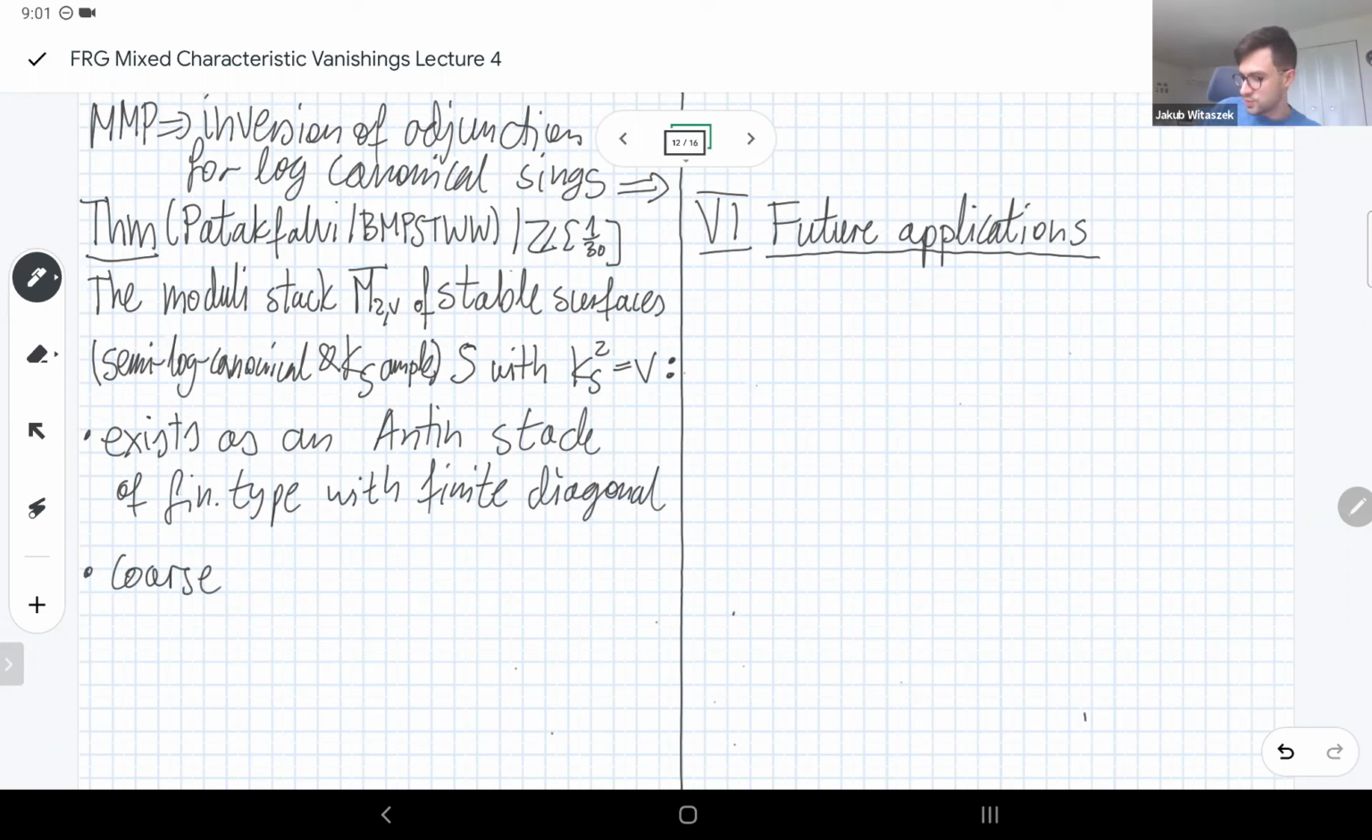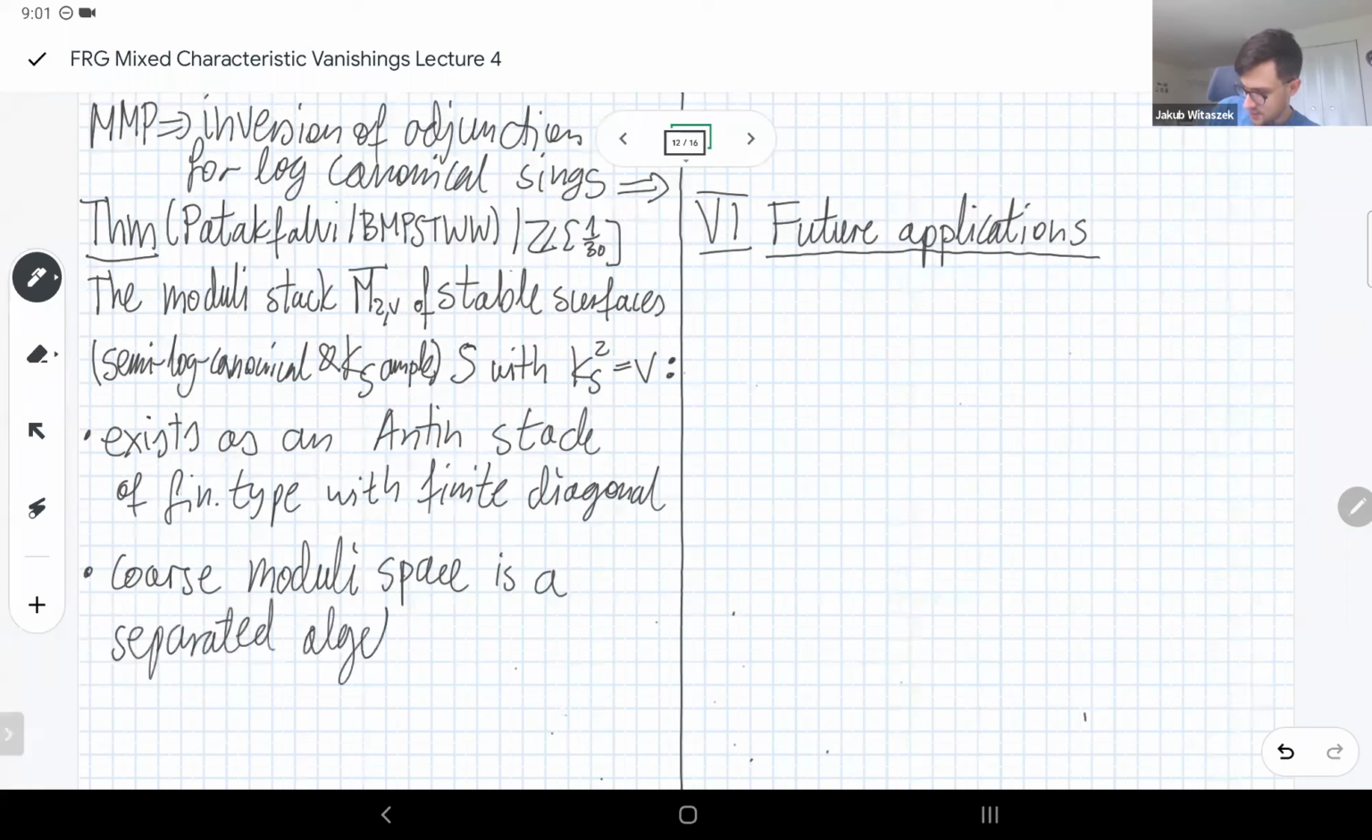and its coarse moduli space, by Kollár, is a separated algebraic space. It's natural to ask if it's also projective. That's what's shown by Patakfalvi, assuming the existence of semi-stable models, which is conjectured to be always true. In our setting, we can show that if the volume is big enough, and this depends on a very explicit function which depends only on the characteristic, then the smoothable stable surfaces comprise a projective moduli space. So kind of the ones that deform to smooth stable surfaces.